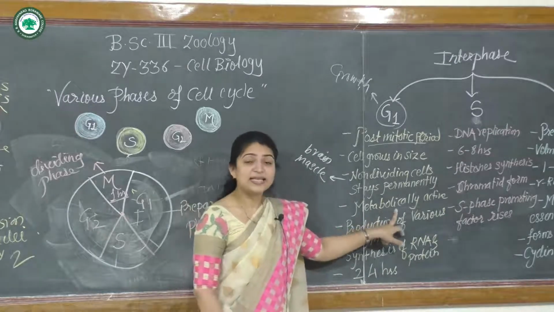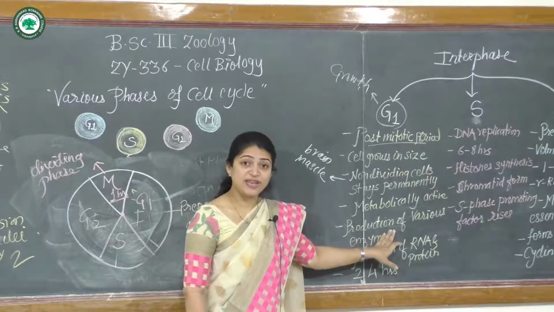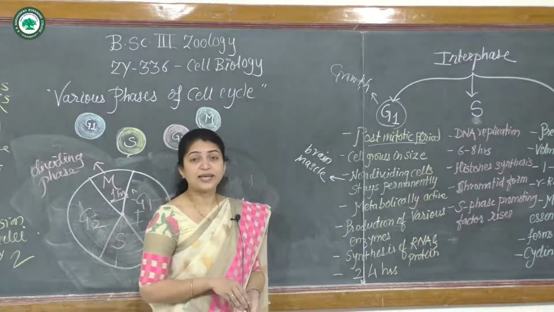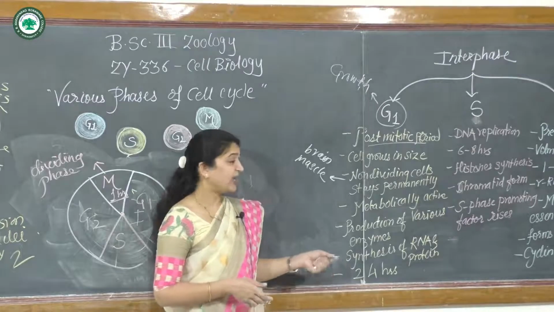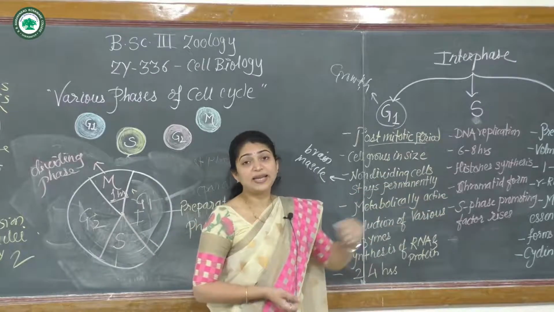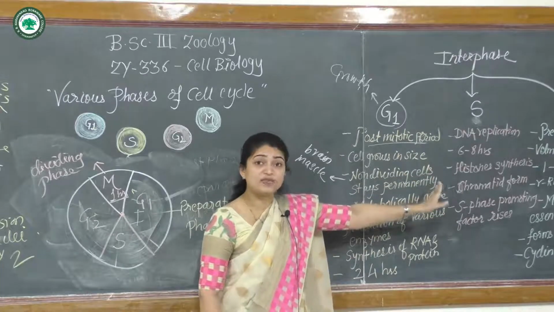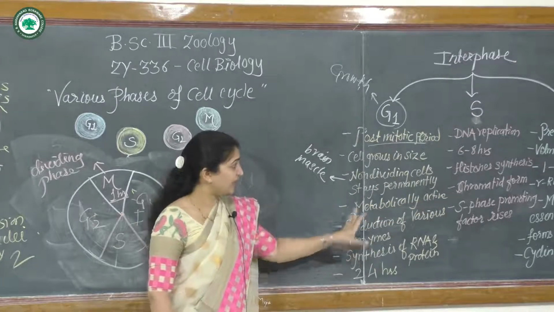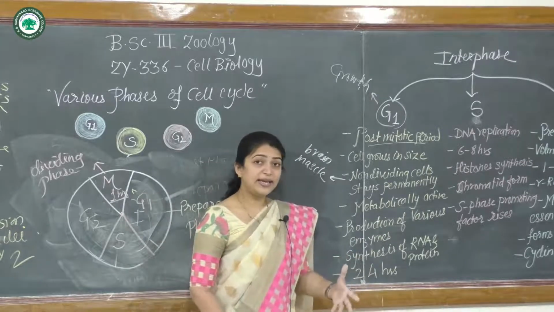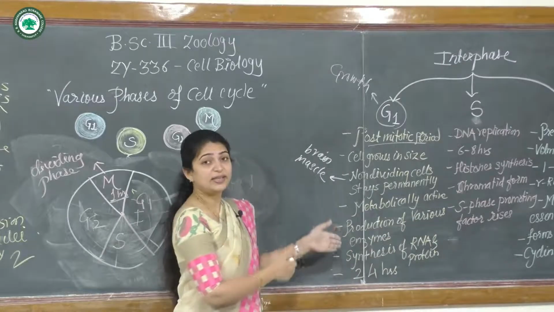So whatever enzymes or activity has to be prepared, is prepared in the G1 phase. These are metabolically active phases. The production of various enzymes takes place to make the cell metabolically active. Also, different kinds of enzymes are synthesized to carry out the next phase, that is the DNA replication. So the G1 phase prepares the cell for the next phase, that is the S phase. To get ready for the S phase, different enzymes are produced. Then in this phase, RNA and different kinds of proteins, for example histone proteins, which are required in the S phase, are synthesized in the G1 phase.